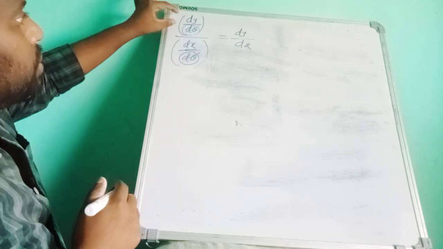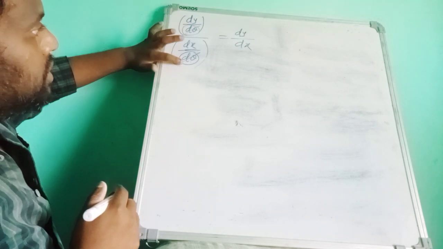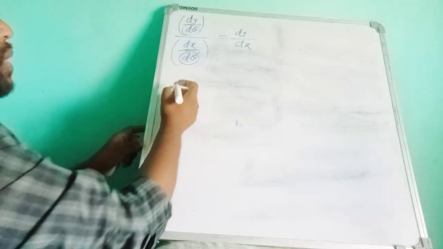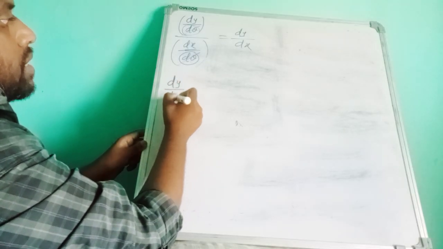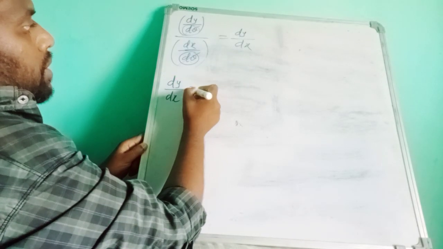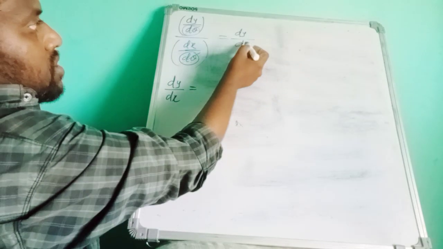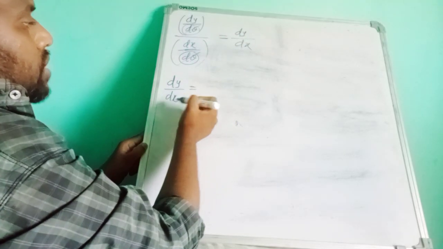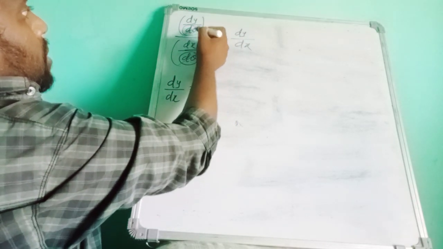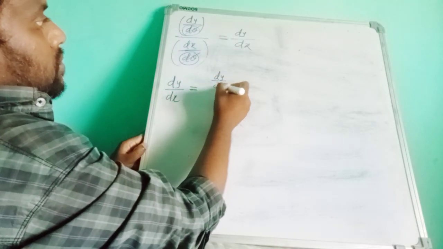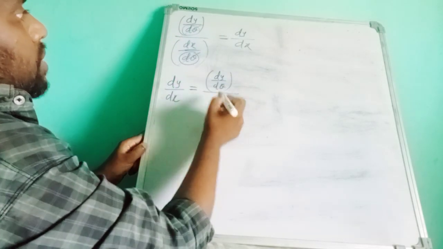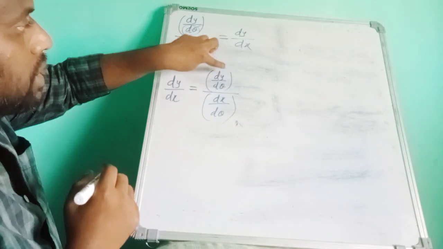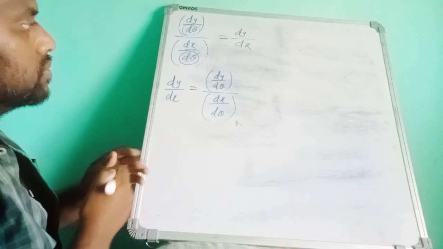So because of this, if you write like this and if you cancel d theta, we will get dy by dx. This is equal to dy by dx. So that's why I will write like this: dy by dx. See, this is equal to this, or this is equal to this. Both are same because the equal sign is there. So dy by dx I will first write is equal to this one, dy by d theta, whole by dx by d theta. Okay, so dy by dx can be written like this.